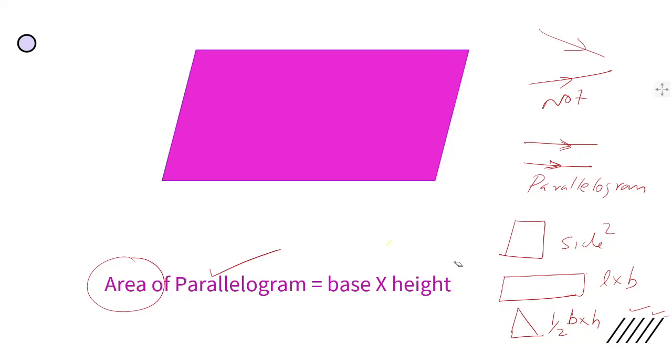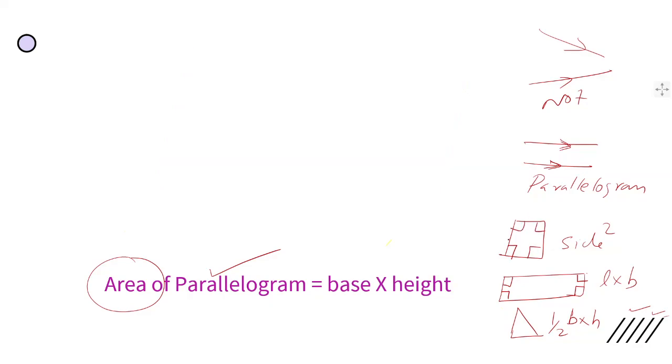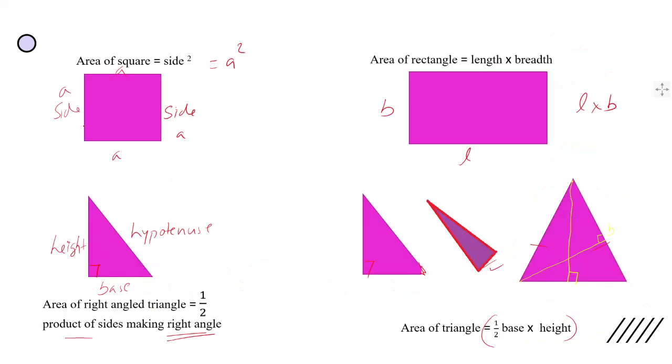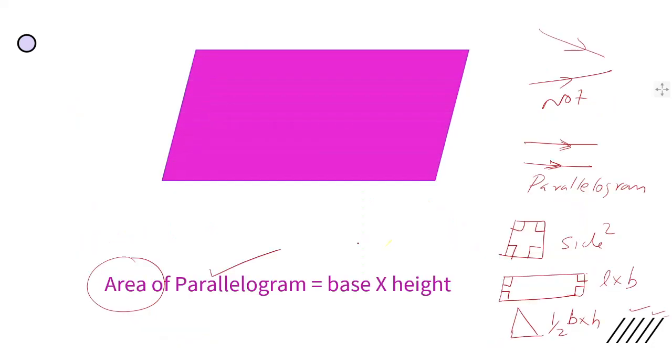In the case of a rectangle, all four angles are right angles. In the case of a square also, all four angles are right angles. I will go back and show you. See, all these angles are right angles. Here also, in the case of a rectangle, all are right angles. Right angle means 90 degrees. But in a parallelogram, it is not like that.